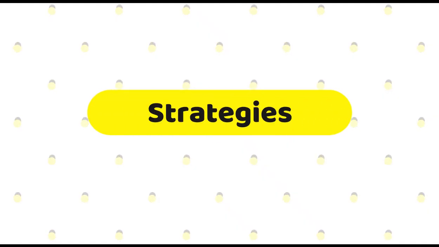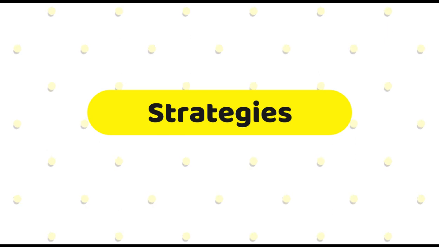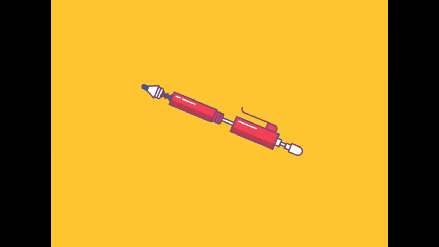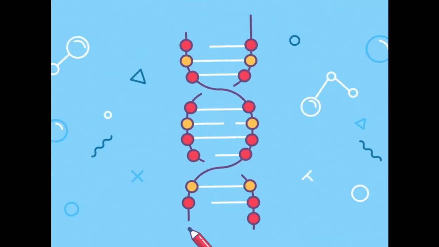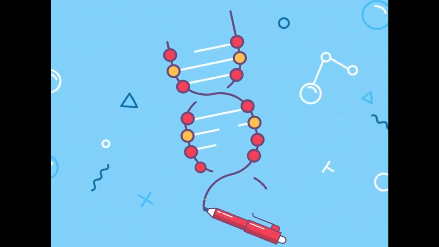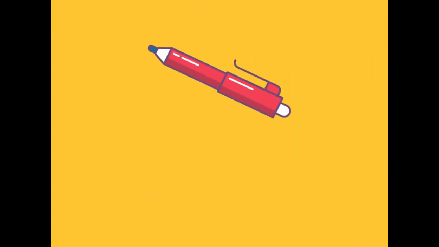What are the strategies being used in gene therapy? First, we have gene editing. Instead of fixing words, gene editing rewrites DNA, the biological code that makes up the instruction manuals of living organisms.